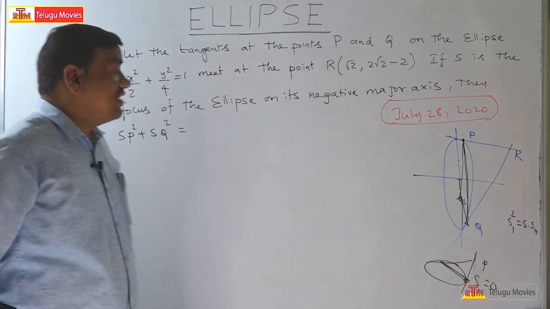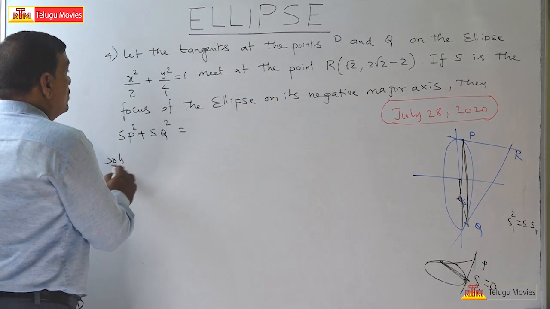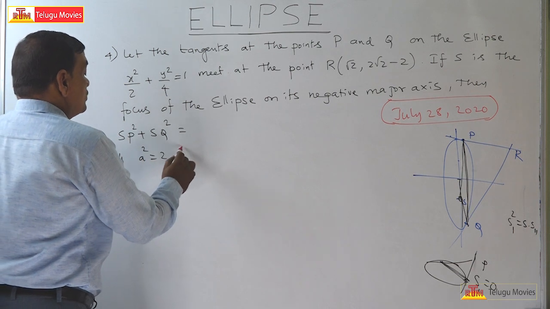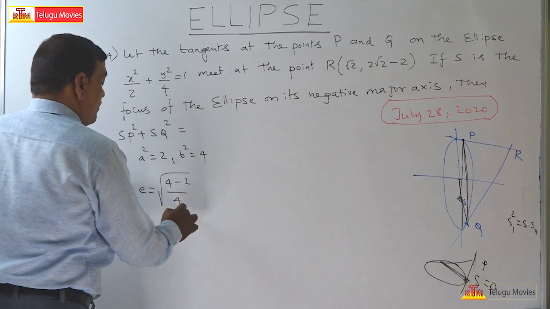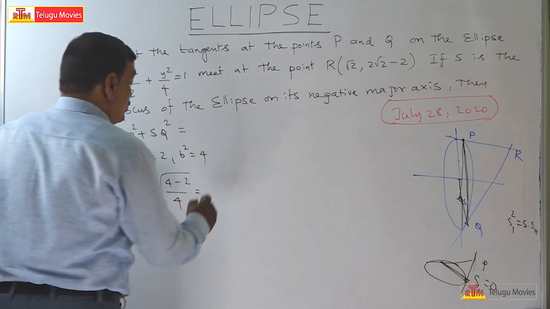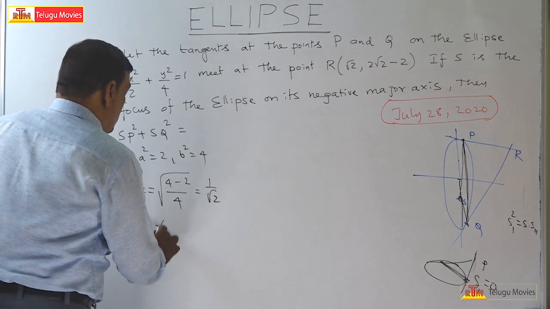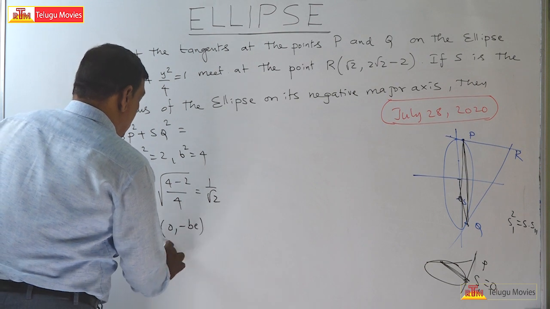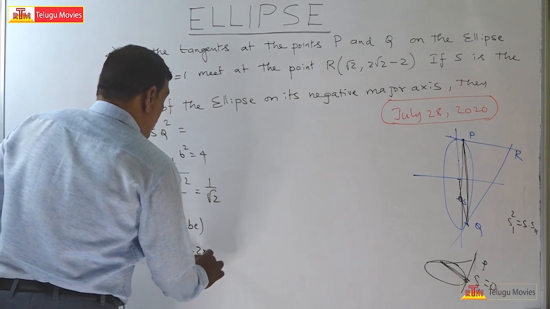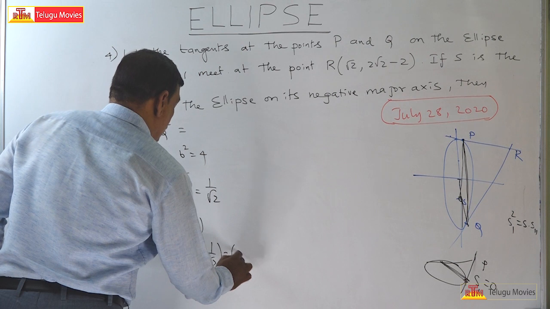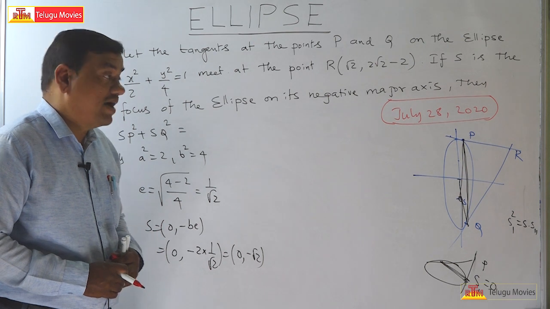Okay. So first I will find the negative focus. For this solution, here a square value is 2 and b square value is 4. Therefore, eccentricity is the root of (b square minus a square) by b square. So this is 4 minus 2, which is 2, so 2 over 4 gives 1 by root 2 as the eccentricity. So what is the negative end of the focus? This is (0, -be). b means 2, into e means 1 by root 2. So this is equal to (0, -root 2). Yes, we got the focus, (0, -root 2).